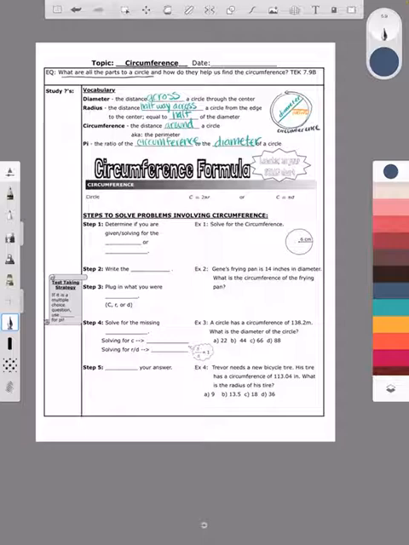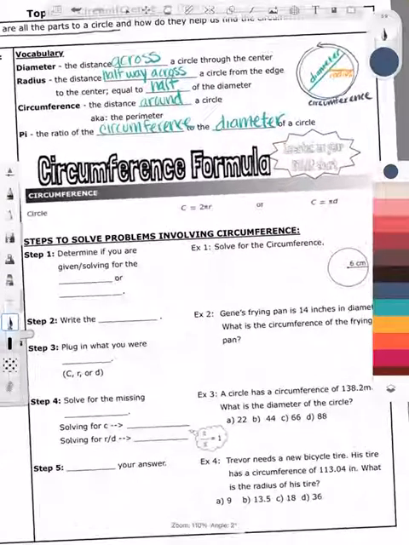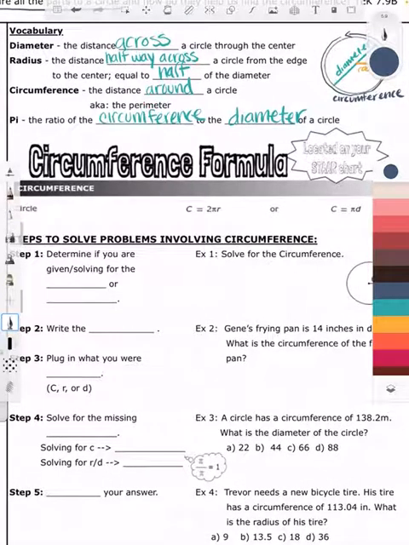We have two different formulas that we could use. The first one says C is equal to 2 pi r. The r represents the radius, and pi is represented by 3.14. So pi is equal to 3.14. Basically what this is saying is we're going to multiply 2 times 3.14 times our radius, and that's how we'll find our circumference.